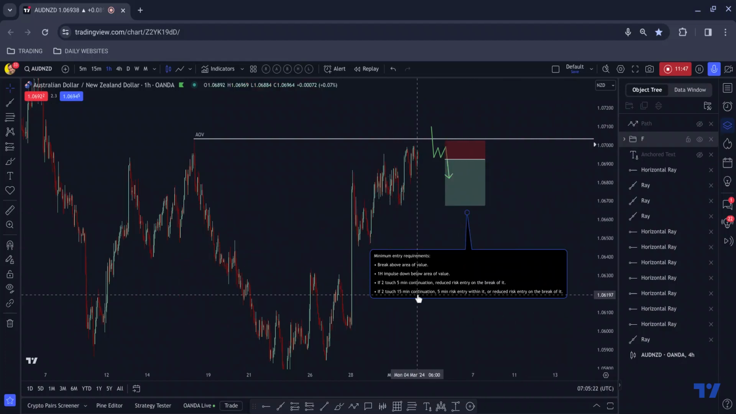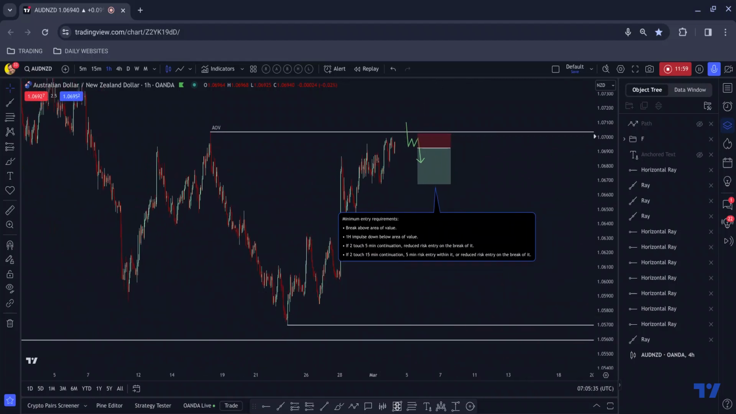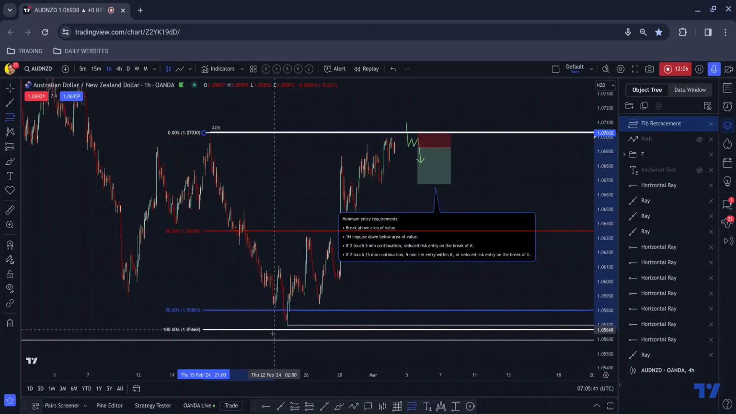If we got the 15-minute continuation as a minimum, then I would look for a 5-minute risk entry within it if the 15-minute consolidation was structured, or I would look for a reduced risk entry on the break. And then what I would do in this instance is I would once again use the mechanical management tool. In many respects, this pair actually looks better than West Texas Oil.